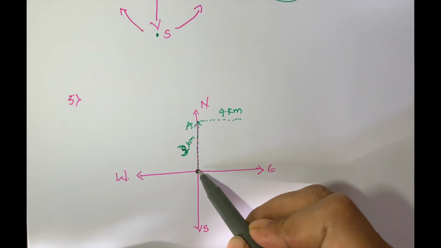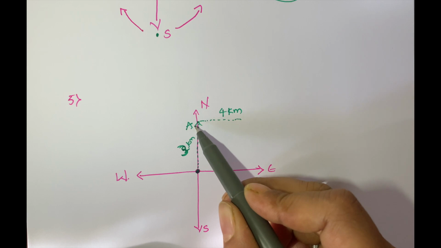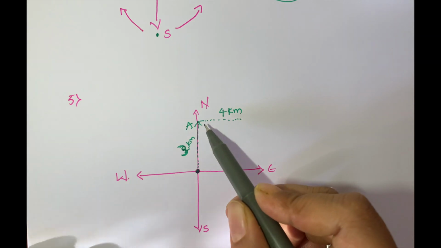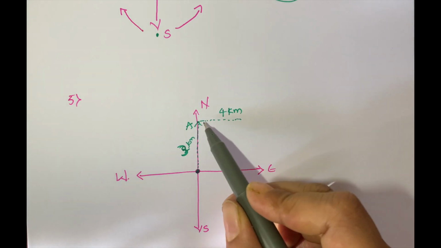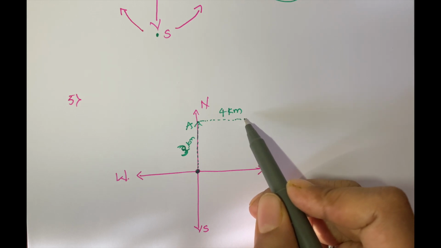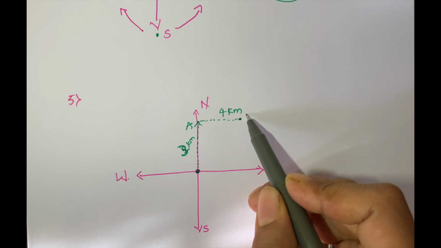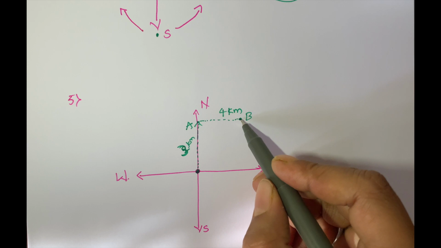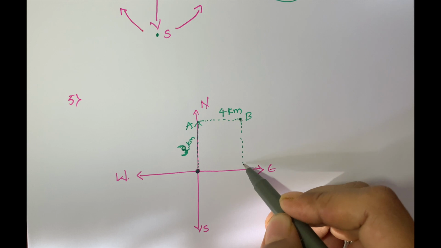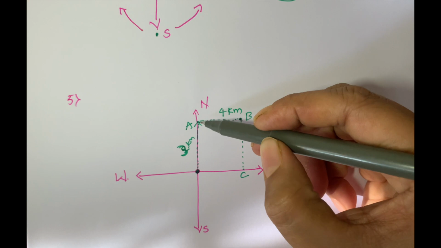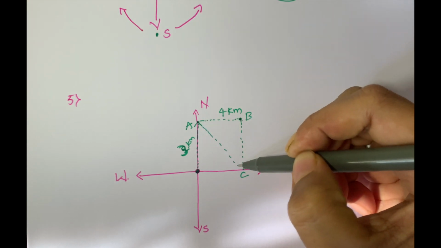So a person has traveled a distance of 3 kilometers and has reached a point A. From there he has taken a right turn, or a clockwise turn, and then he has moved a distance of 4 kilometers, and after reaching the 4 kilometers point B, from here he has again taken a right turn. Then he has moved a distance of 3 kilometers, which is the point C. This is the question. Now they will ask what is the distance between A and C.